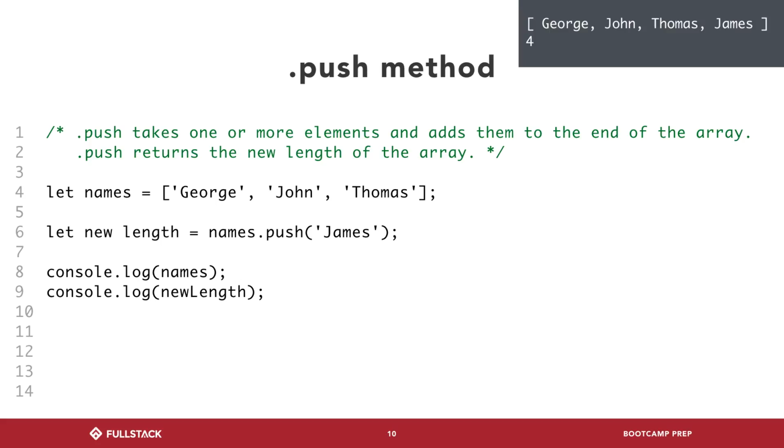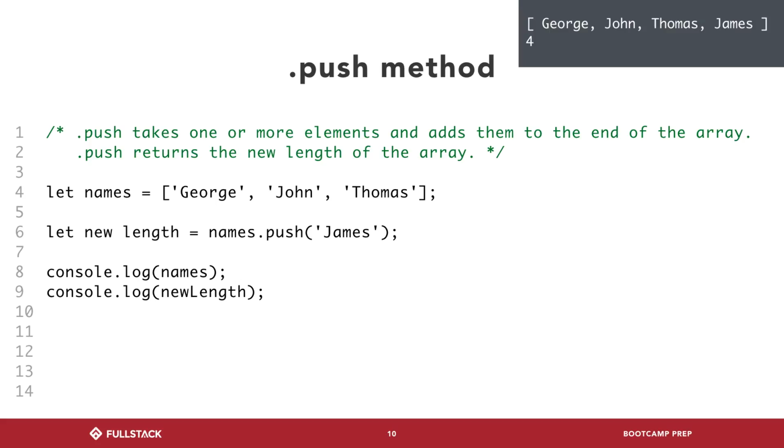One key distinction across all these functions is to make note of 3 things. The first is what the function does. The second is whether or not the function changes the original array, and the third is what the function returns. So what this function does is add the element that you give it to the end of the array.